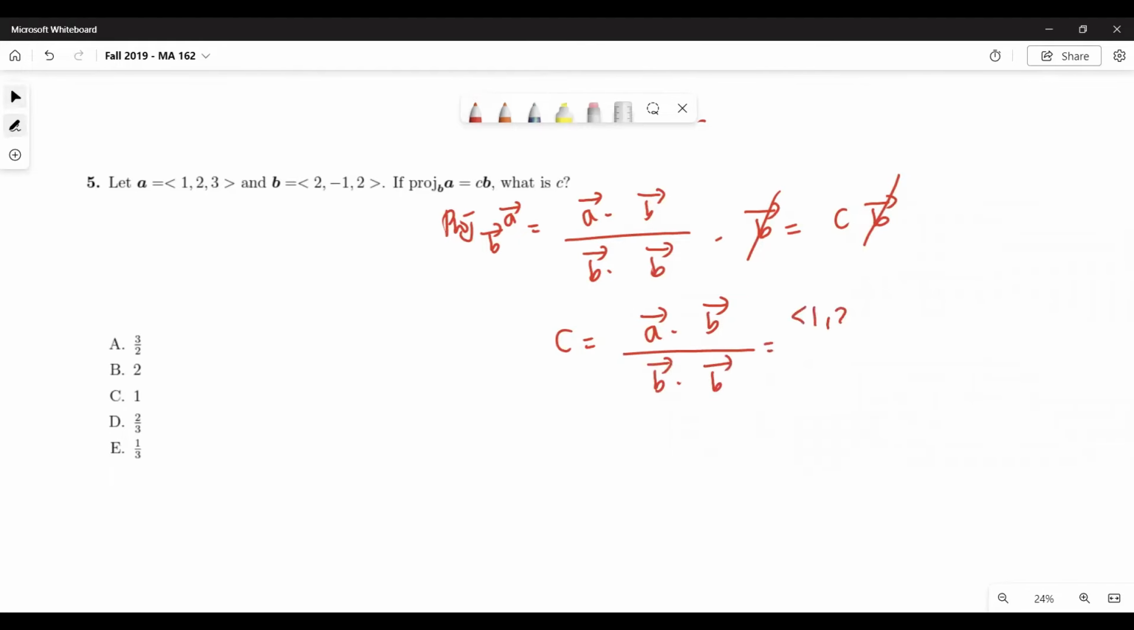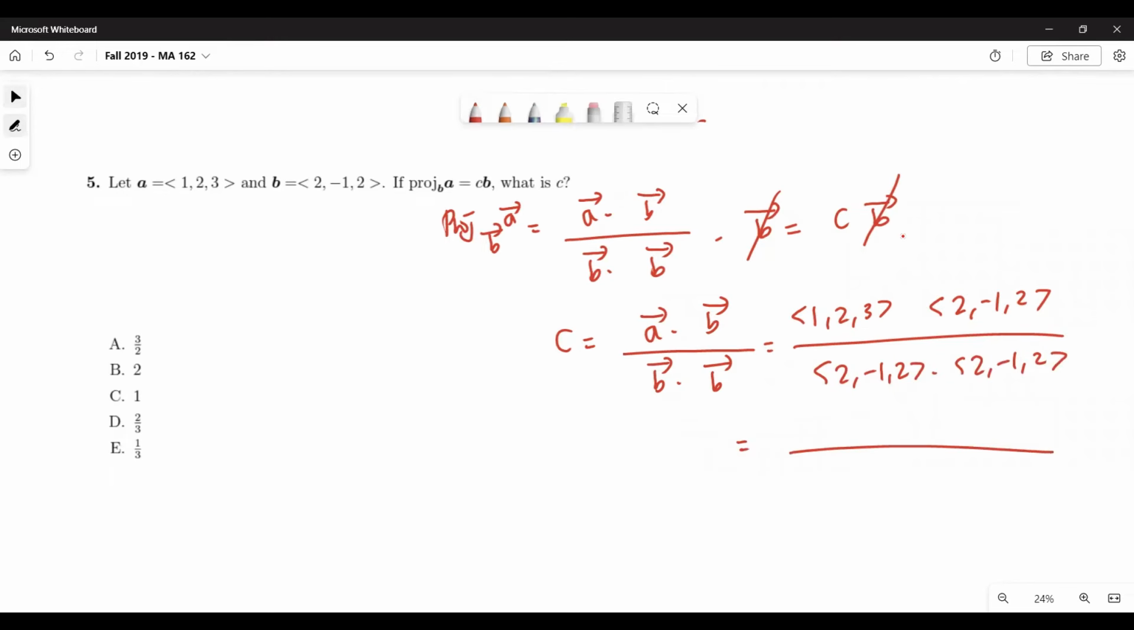So A is (1, 2, 3) and B is (2, negative 1, 2), over (2, negative 1, 2) dot (2, negative 1, 2). If you simplify the values, this becomes 2 minus 2 plus 6 over 4 plus 1 plus 4. So this becomes 6 over 9, and 6 over 9 can be simplified as 2 over 3. So the C value is equal to 2 over 3. So the answer is D.